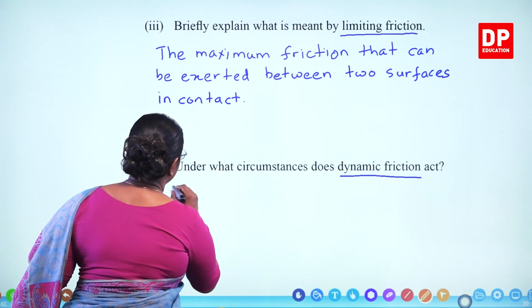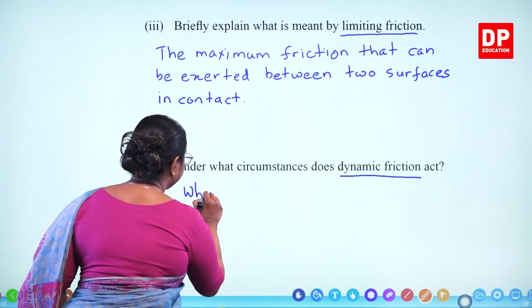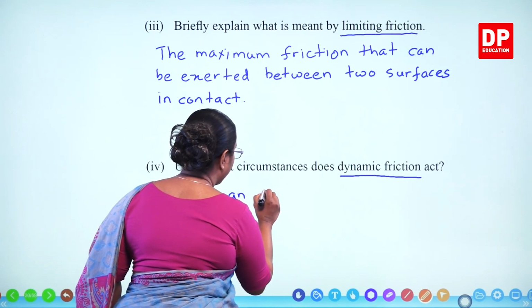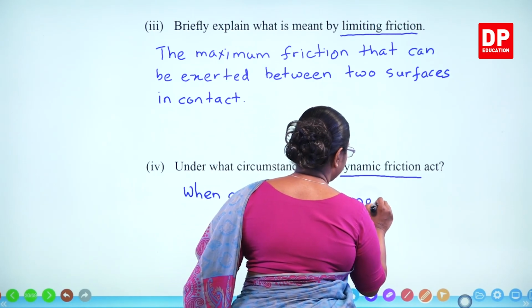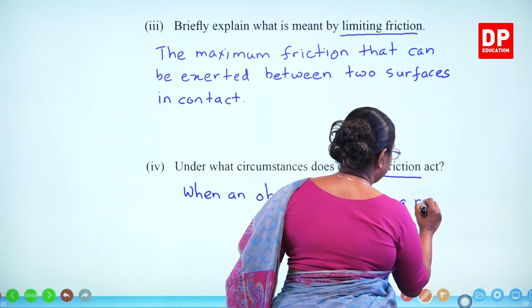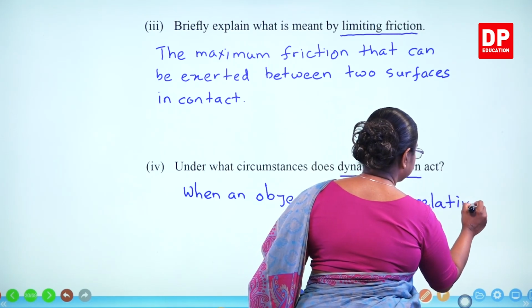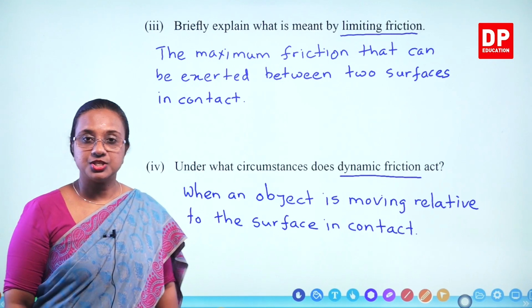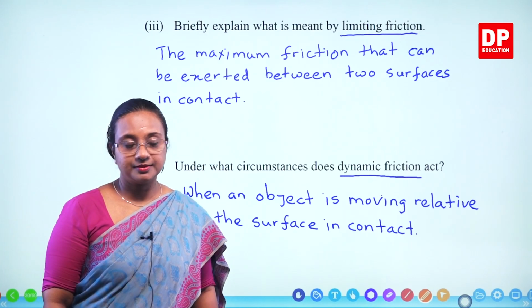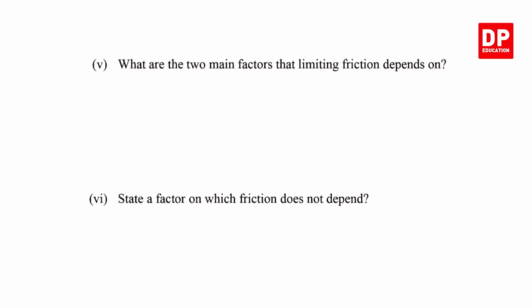So here we can say when an object is moving relative to the surface in contact. So that is when the dynamic friction acts on the object. We'll go to the next question.